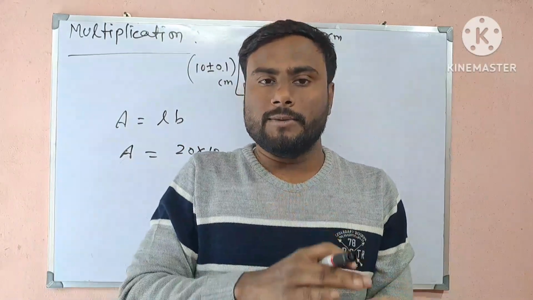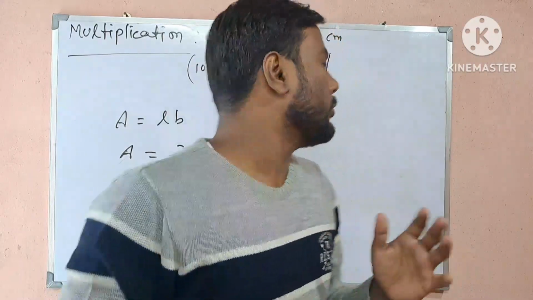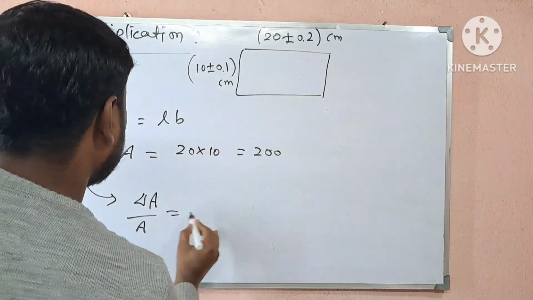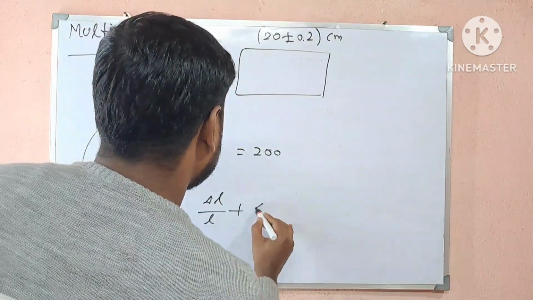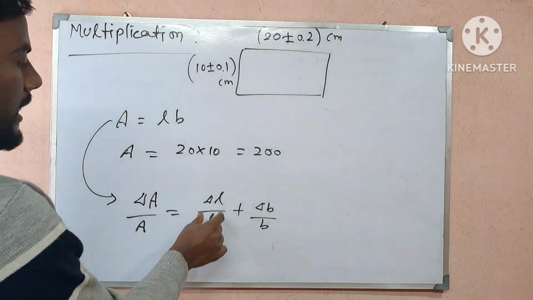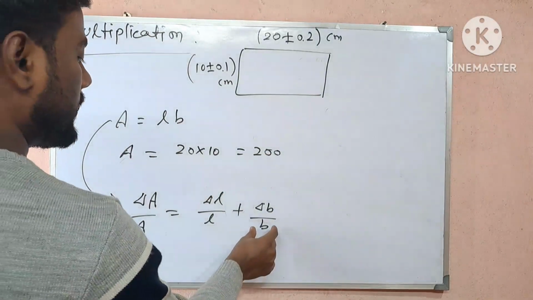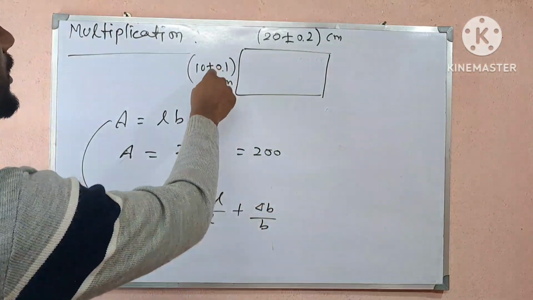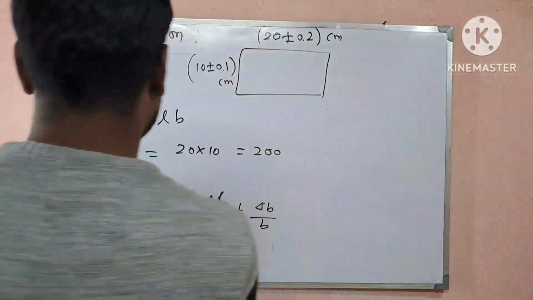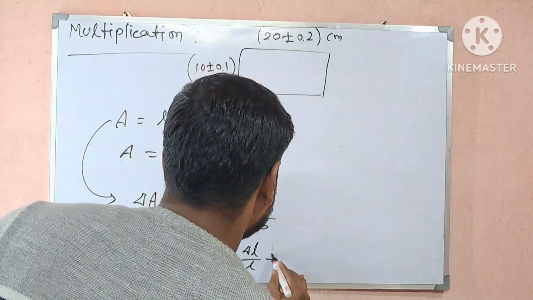But for multiplication, division and all types of calculation, error will not always be added directly. We have to use a different rule. So the formula will be delta A by A is equal to delta L by L plus delta B by B, where L is basically called length and delta L is called error in the calculation of length, B is basically called breadth and delta B is called error in the calculation of breadth.